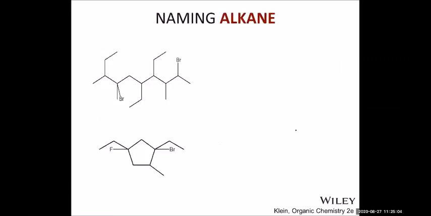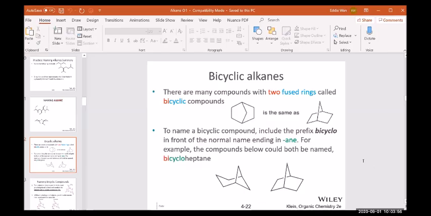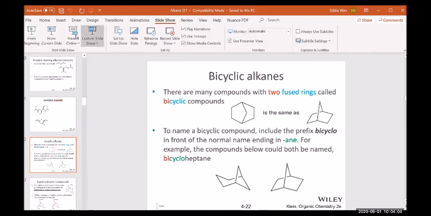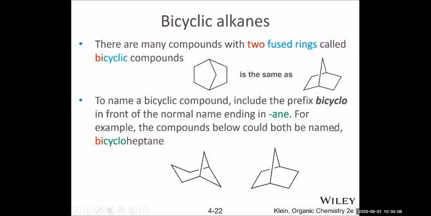Naming alkanes, these are good practice. I think you should practice yourself. Now the bicyclic alkanes. The naming will keep it very straightforward, not so complicated. And you can see that because carbon is tetrahedral and can form 4 bonds, you can build very fascinating molecules.